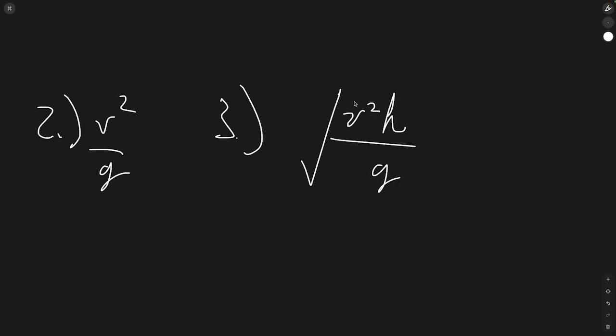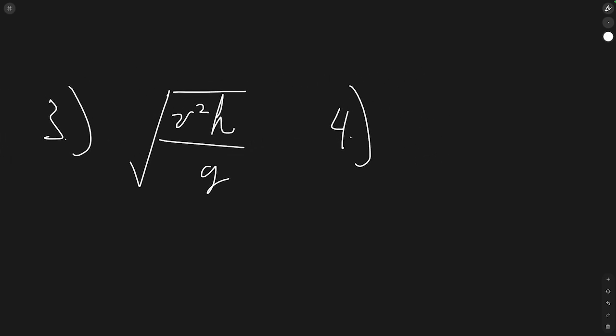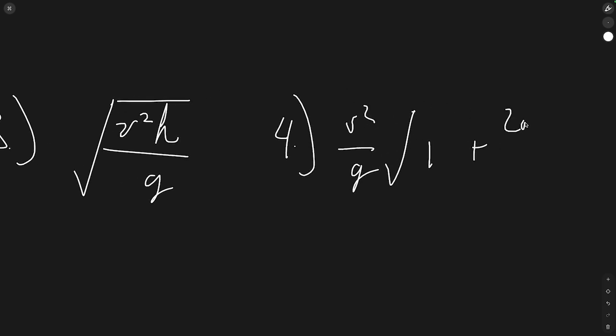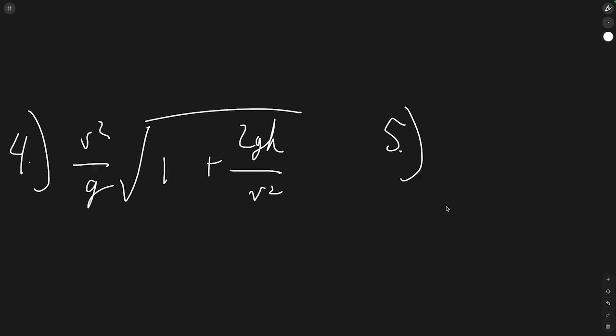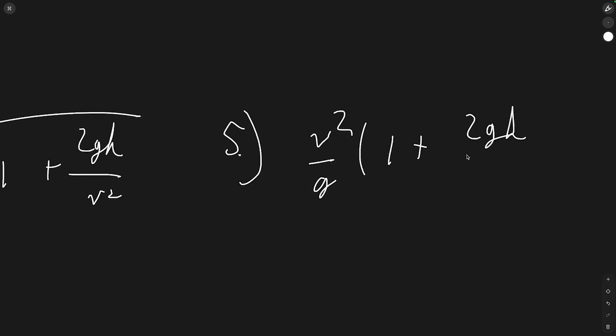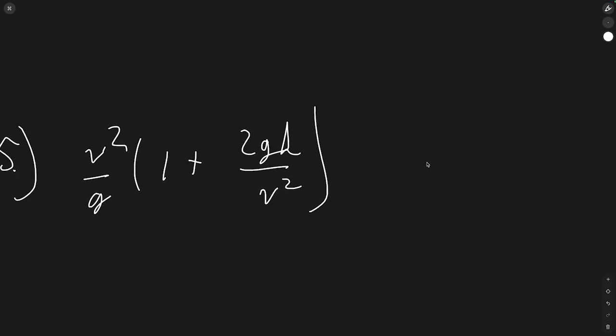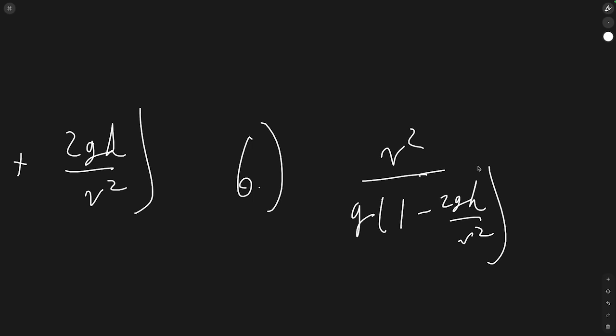V squared h over g. 4 is going to be v squared over g times the square root of 1 plus 2gh over v squared, and v squared over g times 1 plus twice gh over v squared, and v squared over g times 1 minus twice gh over v squared. Okay?